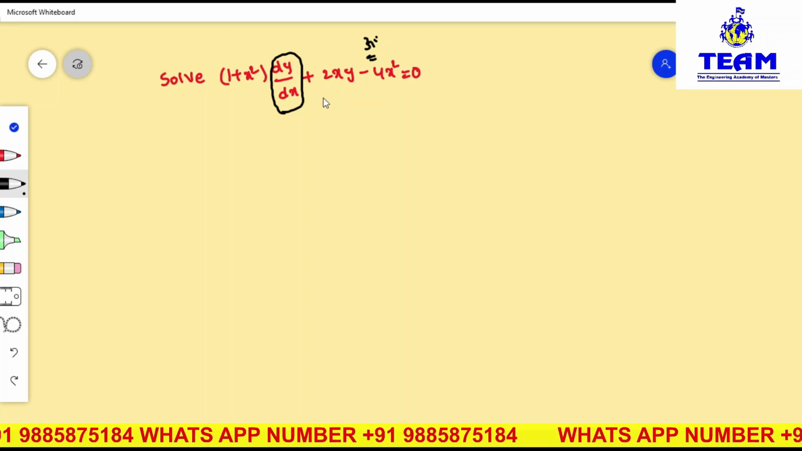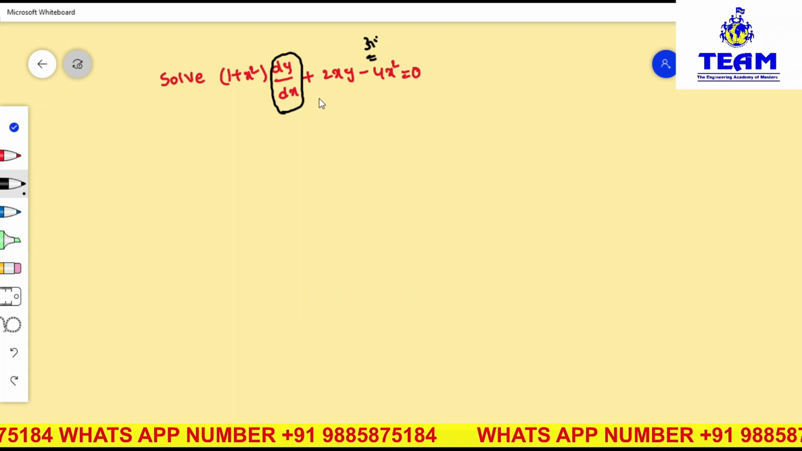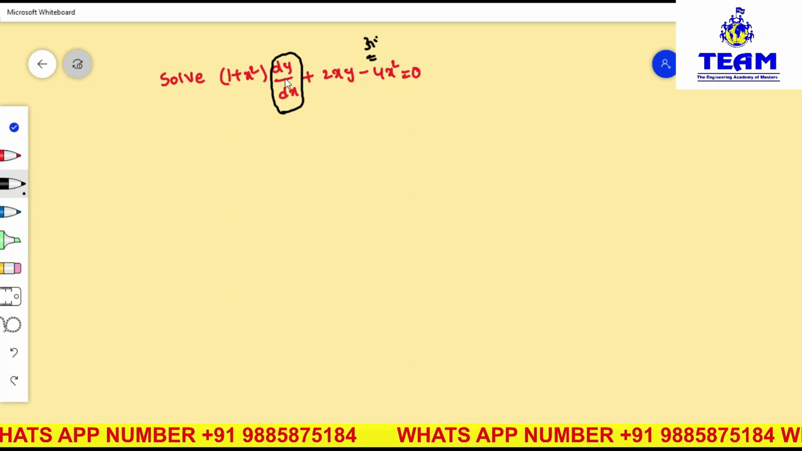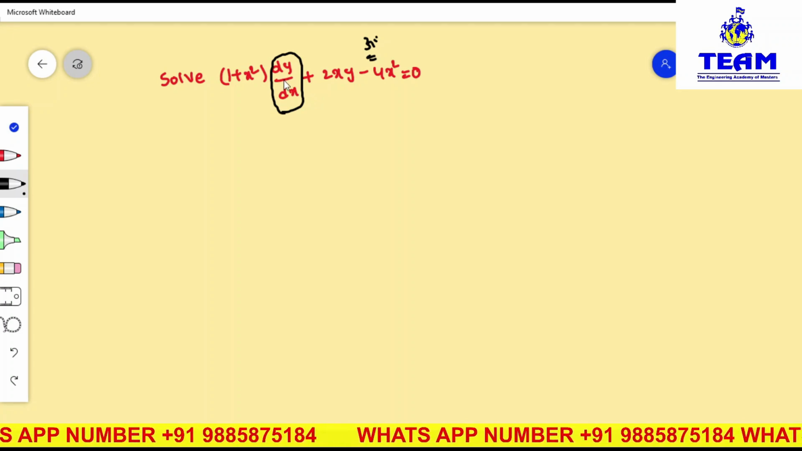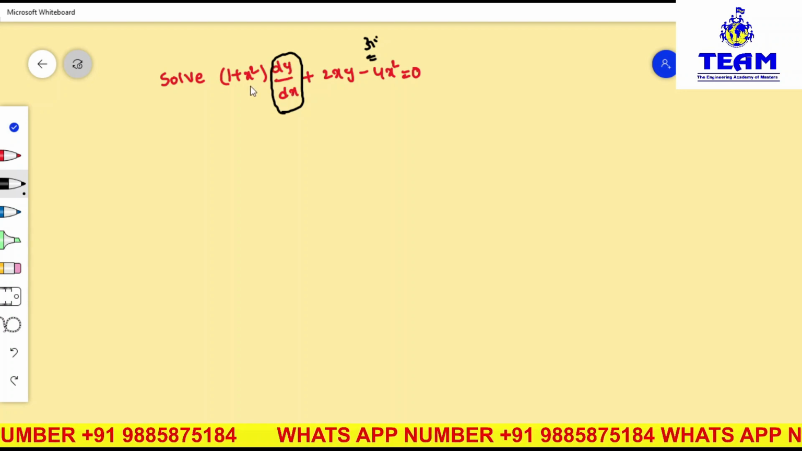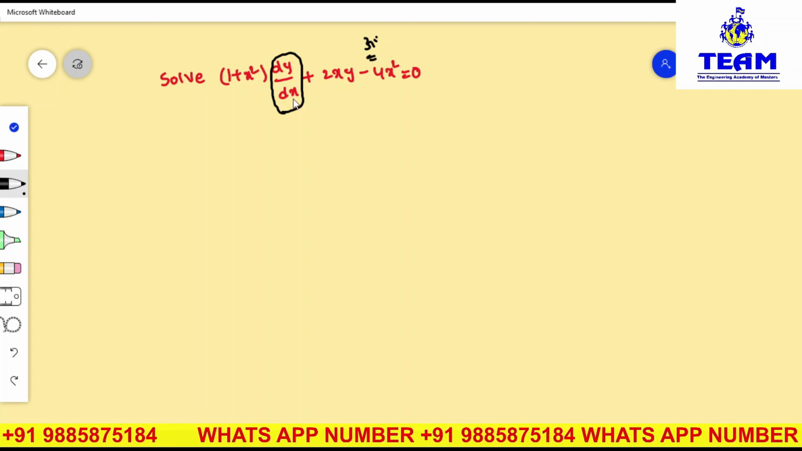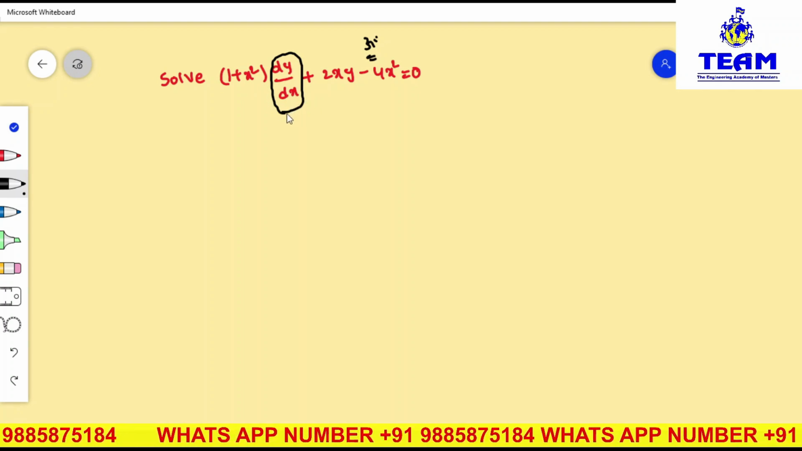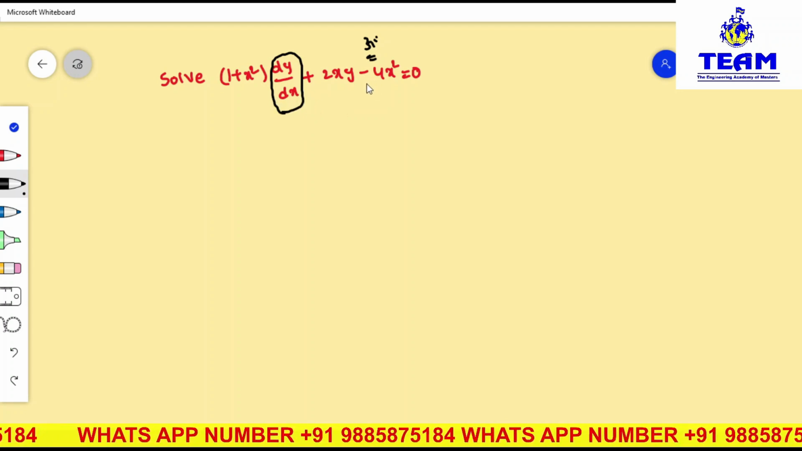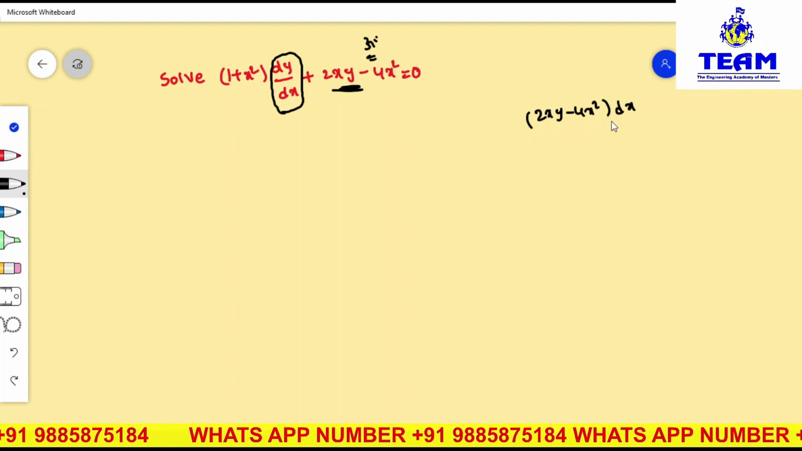Okay. To solve a first order first degree differential equation, the first method is the variable separable method. In the variable separable method, we have to write dy and y quotients on one side and dx and x quotients on the other side. Here you have dy. So dy quotient should be y terms and dx quotient should be x terms, and dx and dy are in the numerator only. But here you have dx in the denominator. So cross multiply. Friends, if we cross multiply, then we will have 2xy minus 4x square into dx.